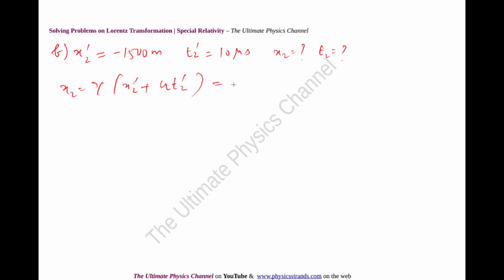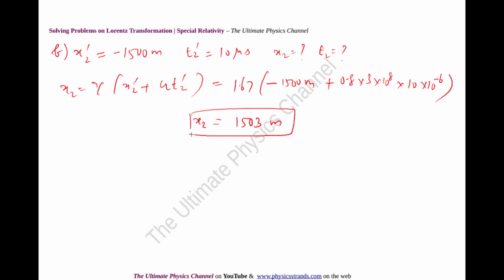If I again substitute the numbers, 1.67 for gamma, x2 prime is minus 1500 meters, the minus sign is given, plus my u is 0.8, my c is 3 into 10 power 8, and t2 prime is 10 into 10 power minus 6 because microseconds. If I work this out, I get x2 as approximately 1500 meters, actually 1503. The two events are separated by that, which we will come to later.